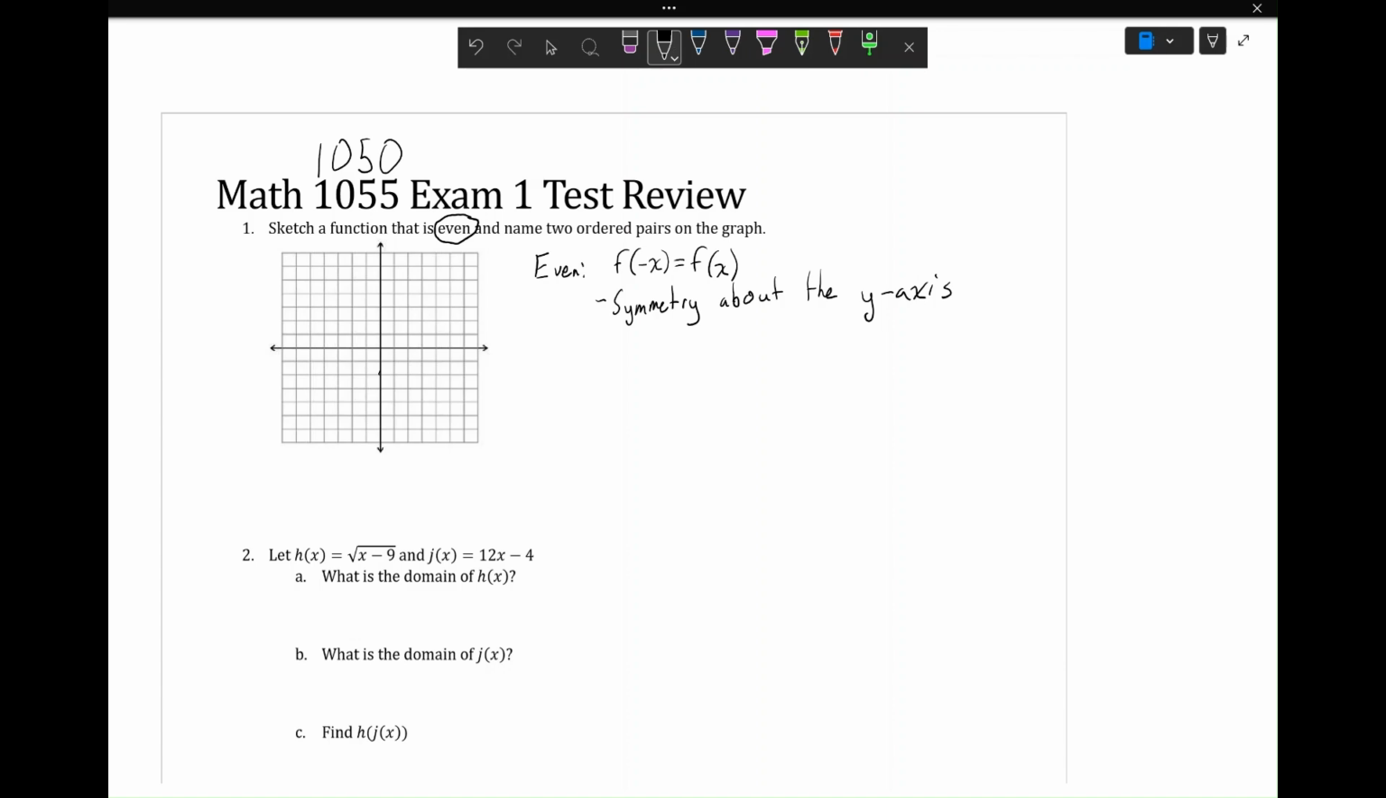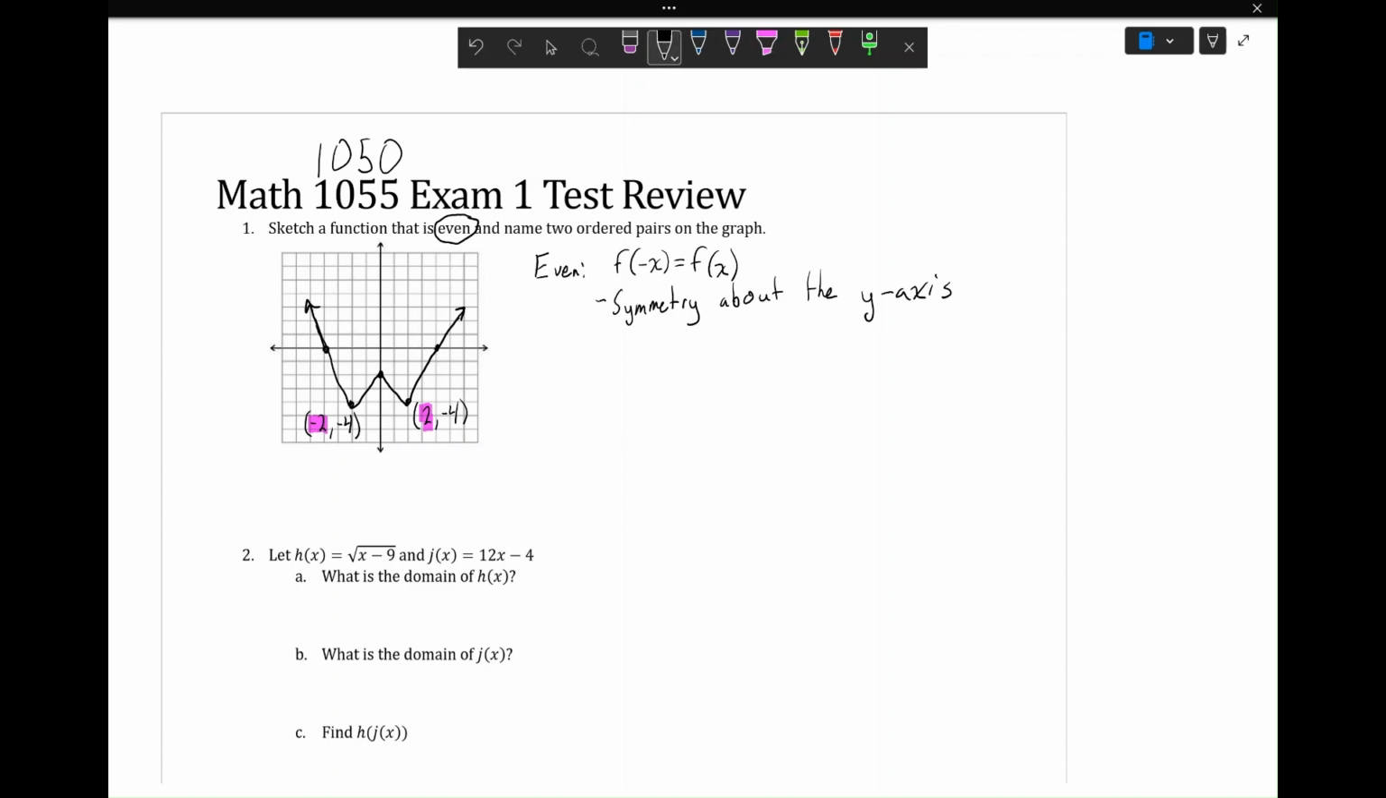So I can be as creative as I want here as long as it looks the same on the left and right. So I'm just going to put some points and just make sure they're the same on the left and right, and then just connect the dots. This isn't meant to be anything in particular other than symmetrical across the y-axis. And the question asks me to name 2 points, and so this is (2, -4). This is (-2, -4). And notice that it doesn't matter if it's +2 or -2, the output is the same.